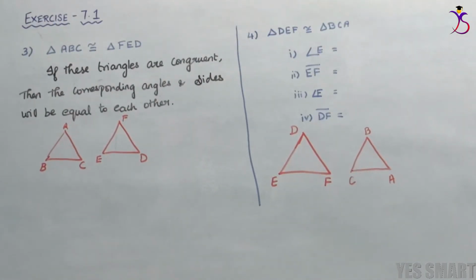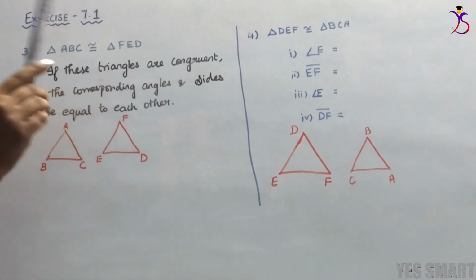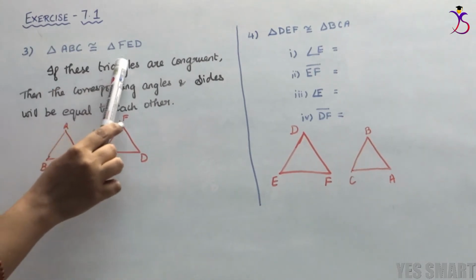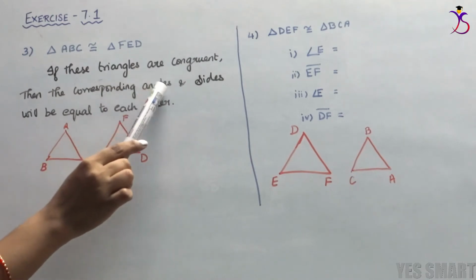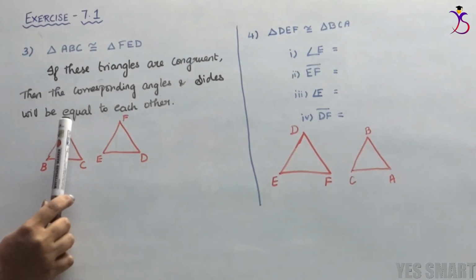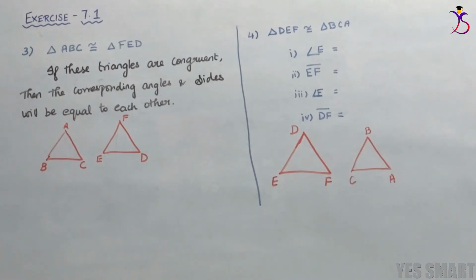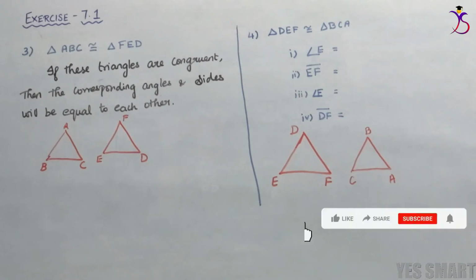Now let's move on to the third sum. It is given that triangle ABC is congruent to triangle FED. That means if these triangles are congruent, then their corresponding angles and sides will be equal to each other. Meaning that the angles and sides of these two congruent triangles are equal. So I have just drawn a rough figure of ABC and FED for our better understanding.